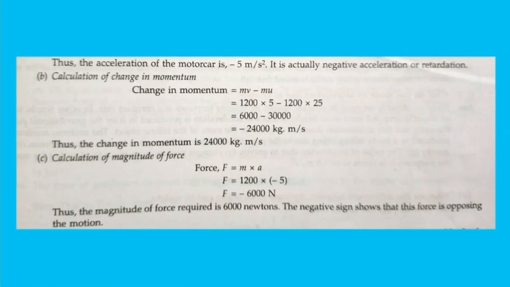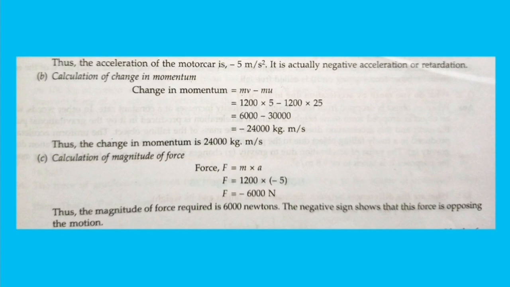Next, we calculate the change in momentum. Now we know the formula for momentum, product of mass into velocity. But here we are asked to find the change in momentum. That means the difference between final momentum and the initial momentum. So to find the final momentum, it's the product of mass into final velocity, v. For finding initial momentum, it is the product of the same mass m into initial velocity u.